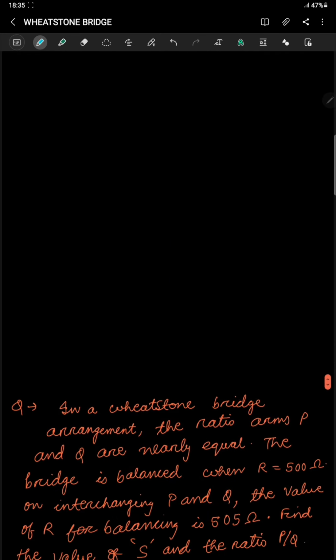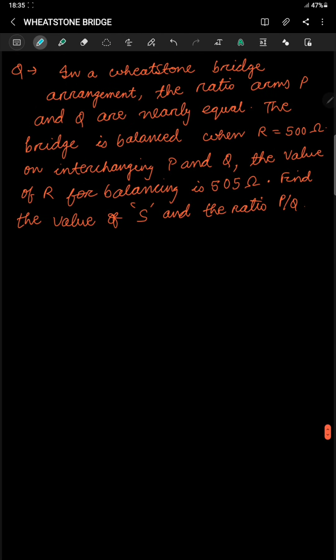So without wasting much time, let's go to the other question. The second question is from NCERT. It's given that in a Wheatstone bridge arrangement, the ratio arms P and Q are nearly equal, and the bridge is balanced when R is 500 ohm. S, I don't know what it is. Now you interchange P and Q, and the value of R for balancing is 505 ohm. It is asking to find the value of S and then the ratio P by Q.